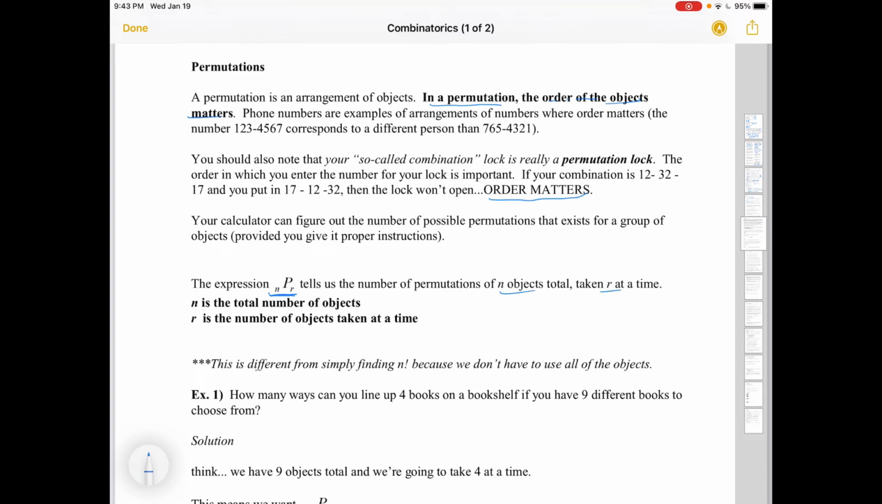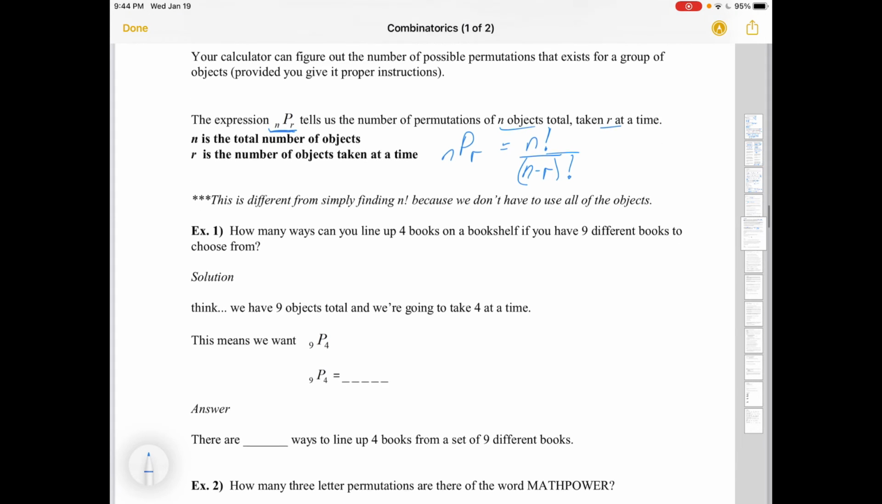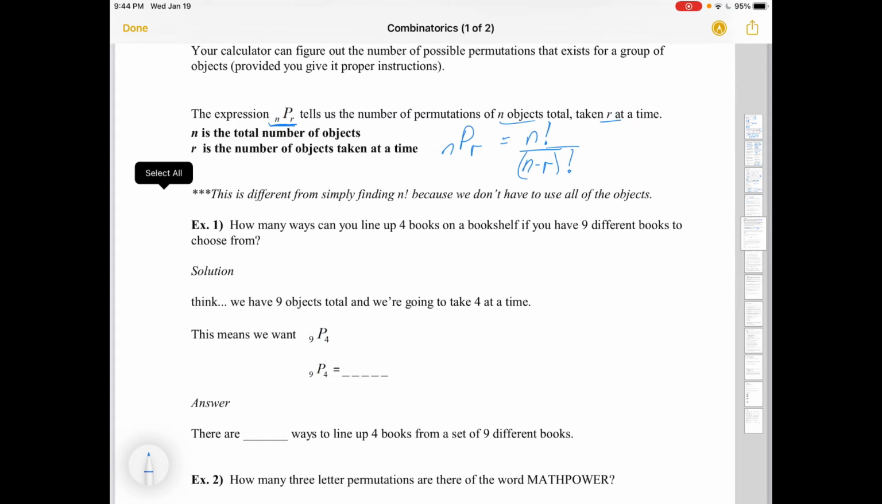So n is like the total number of people. r is the number that you can actually use. And I'm going to show you the formula that is used there. And we actually derived it already. It's n factorial over n minus r factorial. Okay. So it's different from simply finding an n factorial because we don't have to use all of the objects.